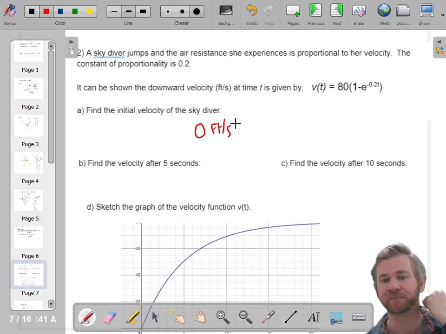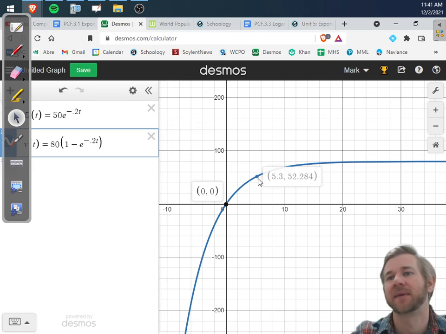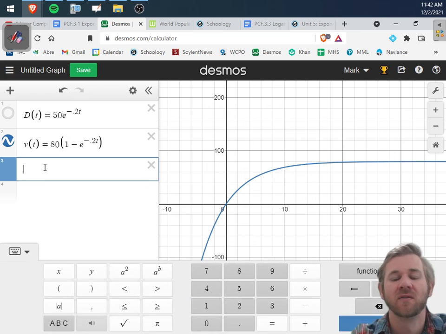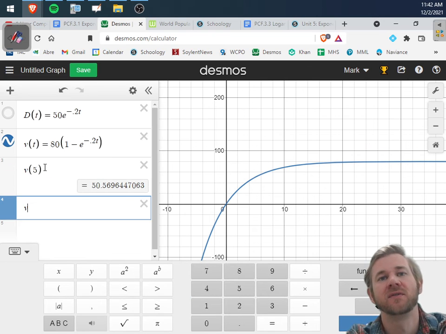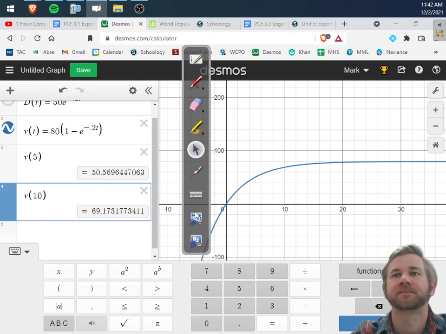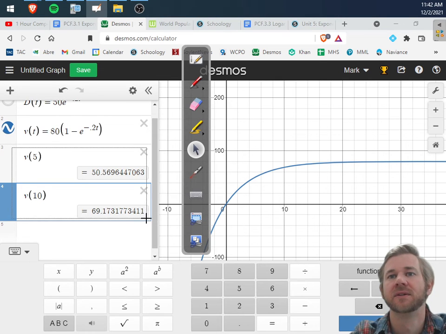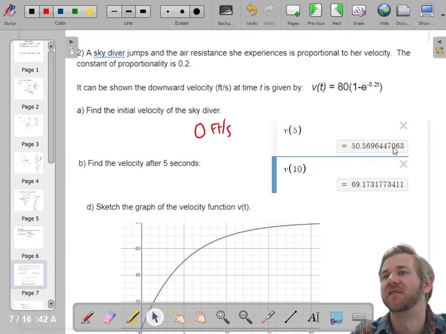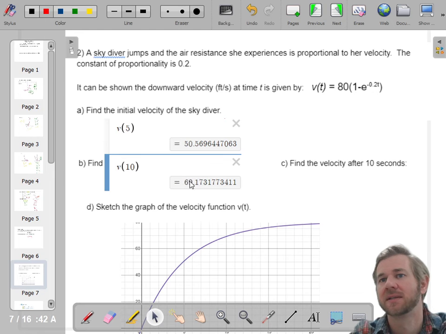That's my start. After 5 seconds, though, I can again use what I did before and say I could guess and check it, or kind of just drag along here and find it that way. That's not your best game, though. Let's use V of 5. And then I'll also do V of 10 because I need that as well. So the next section, I need these two. And when I plug them in, after 5 seconds, you're going 50.6 feet per second. And after 10 seconds, you're going 69.17 feet per second.